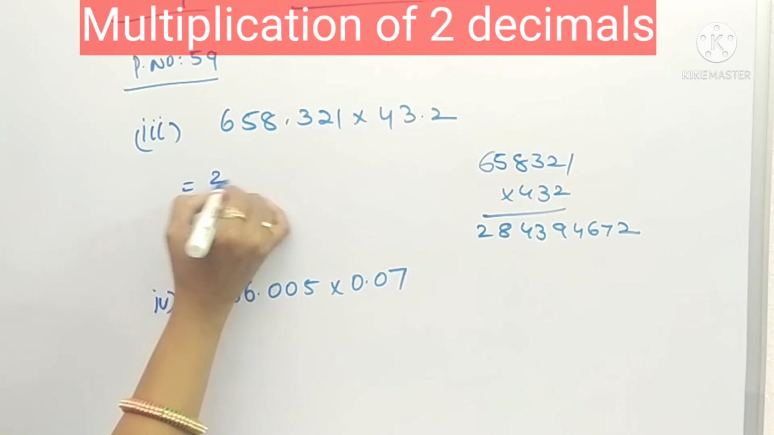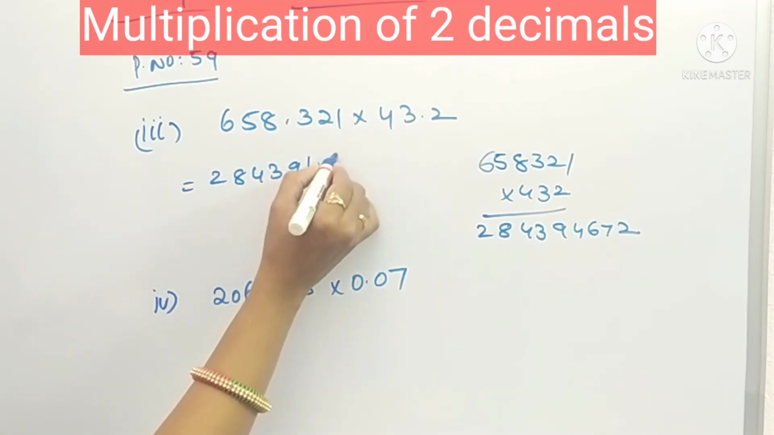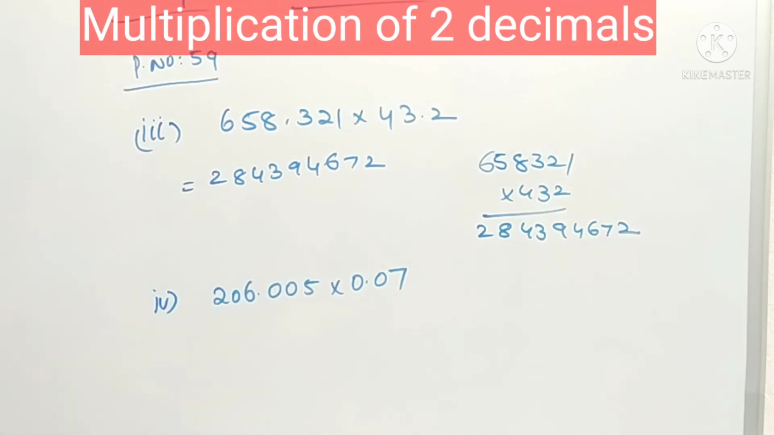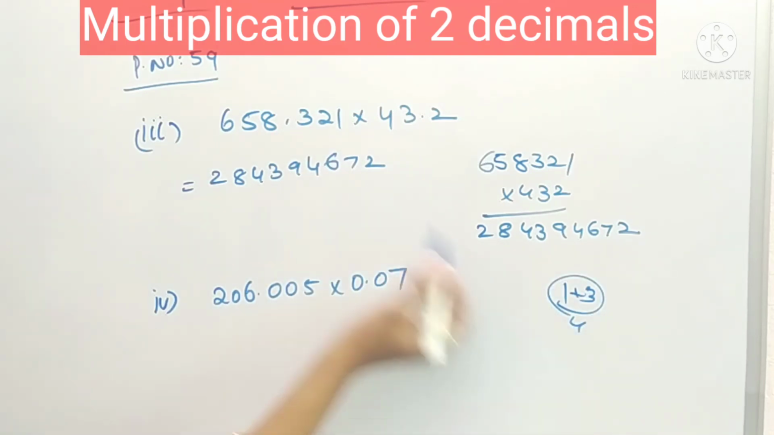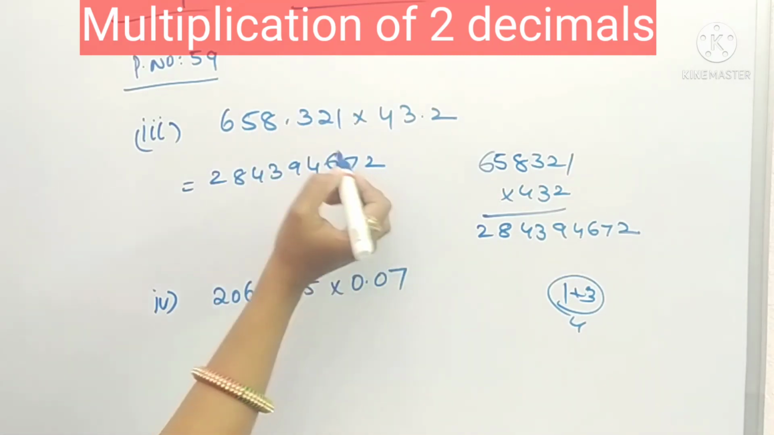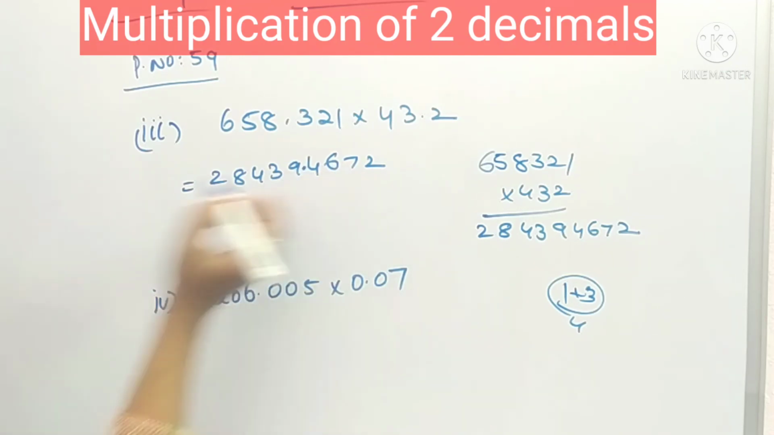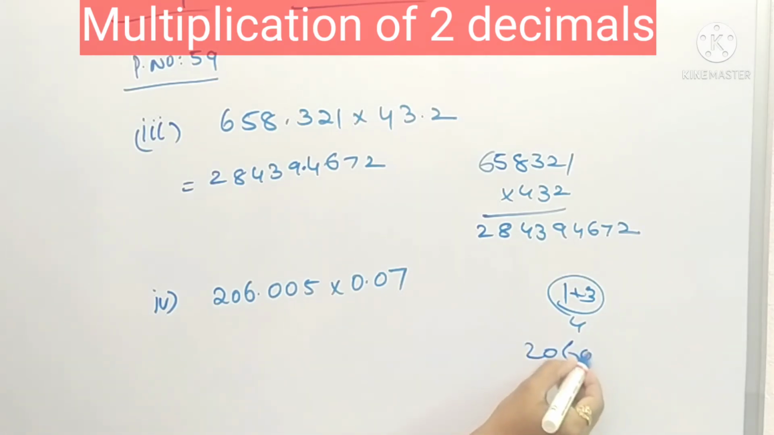Now write as it is. So here after how many digits? After one digit, right? And here after 3 digits. So 1 plus 3, 4. So put the decimal point after 4 digits from right side. From right side is very important. 1, 2, 3, 4. Okay. So this is 28,439.4672.